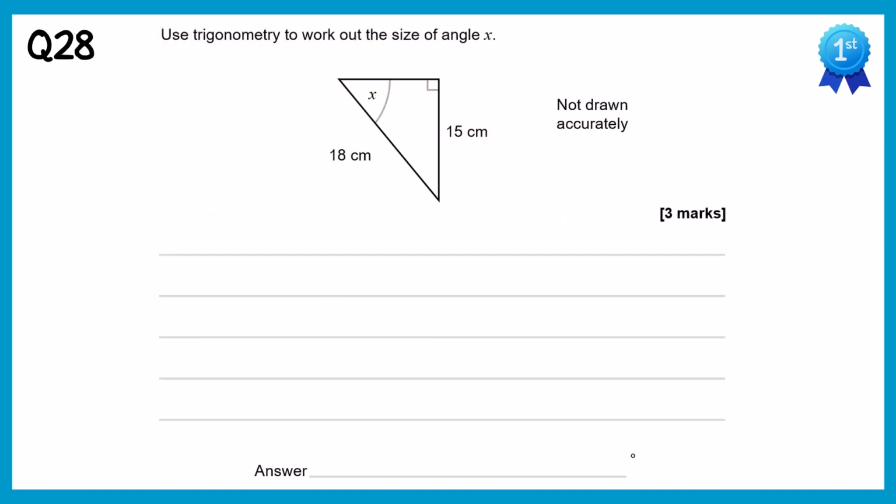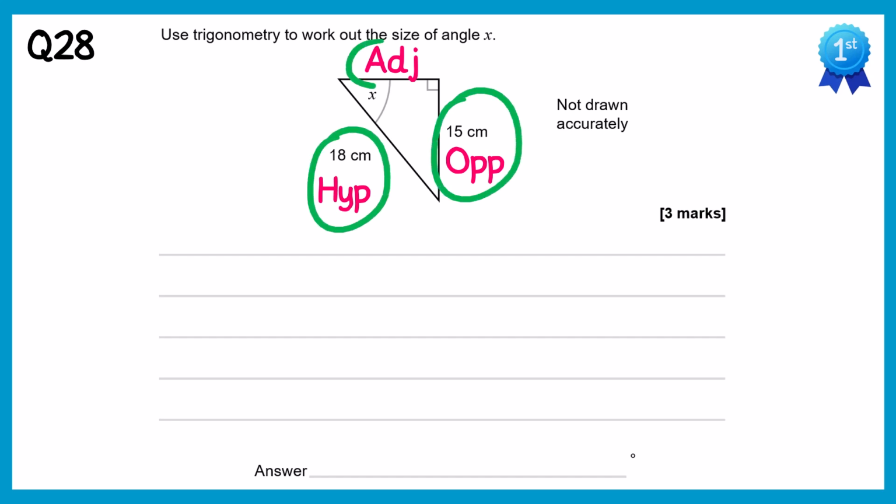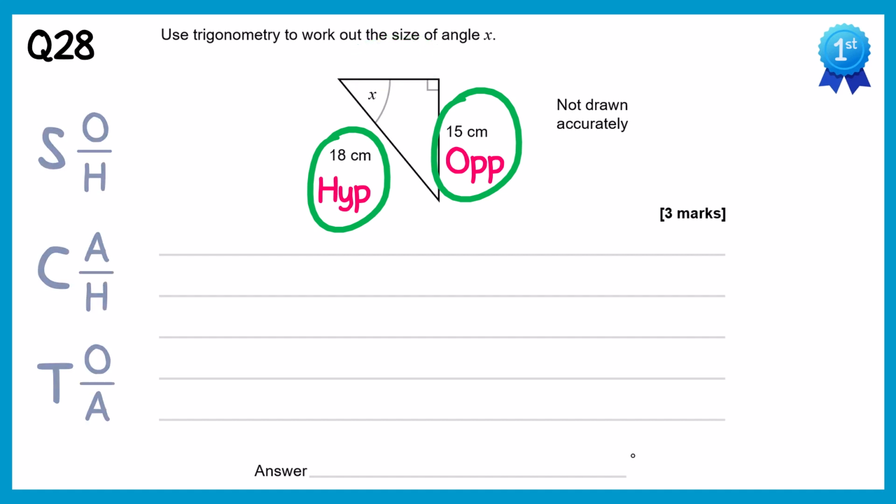In this question, we're going to use trigonometry to find the size of angle x. We're going to start by labelling the triangle. The side opposite the right angle is the hypotenuse. The side opposite the angle in the question is the opposite, and the remaining side is the adjacent. For this question, we have the hypotenuse and the opposite, but we don't have the adjacent, so we won't need that in this question. If we write down SOHCAHTOA, the one that contains the opposite and the hypotenuse is sine.